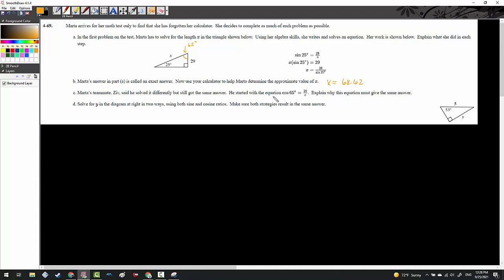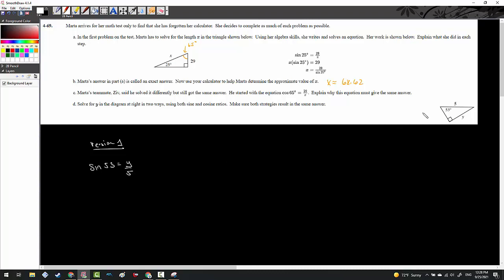So in the case of part D, it says solve for the y in the diagram using both sine and cosine. Make sure both strategies result in the same answer. So if we solve it outright based on what we're seeing here, we're looking at an angle of 53 degrees. We have an opposite side and a hypotenuse. So in version A of this, or rather version 1, that's going to be sine of 53 is equal to y over 5.